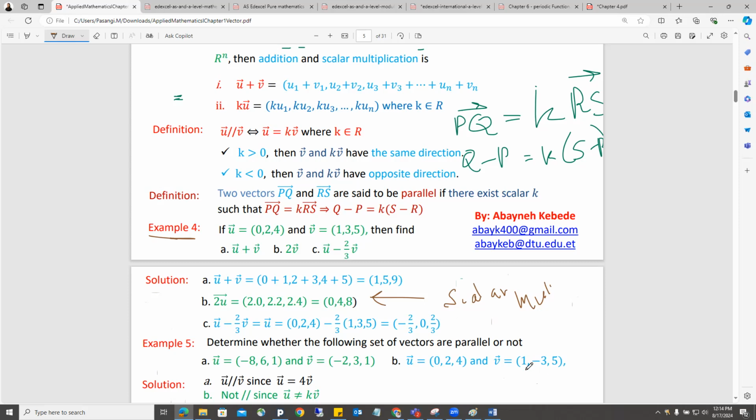2 times 0, that is 0. 2 times 2, that is 4. 2 times 4, that is 8. Then the final answer would be 0, 4, 8. Okay, that's it.